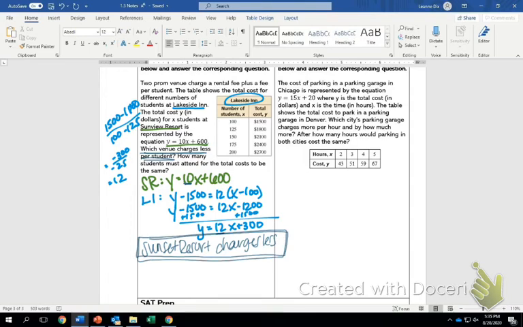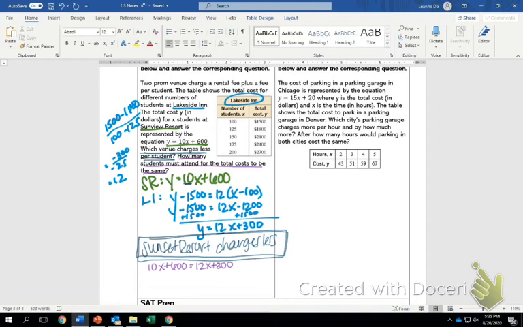Okay, so then the second question says, how many students must attend for the total cost to be the same? Well, if two things are the same, that means they're equal, right? So I'm going to take my two equations that I have now, and I'm going to set them equal. So it's going to say 10x plus 600 equals 12x plus 300. Again, I'm setting them equal because the question is, when will the cost of the venue be the same?